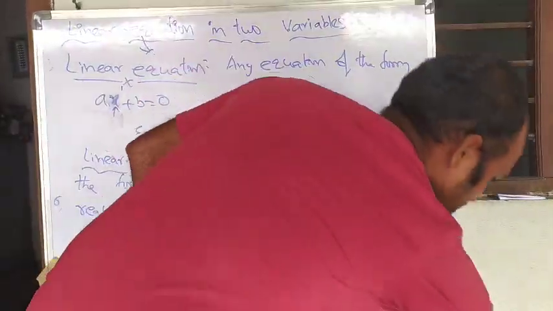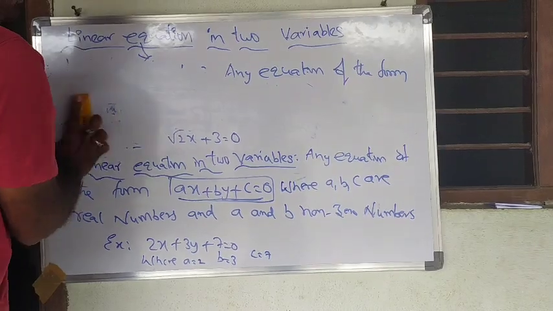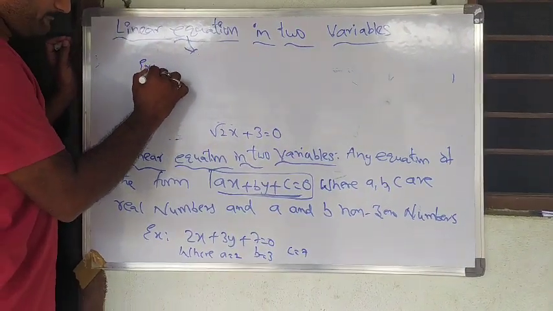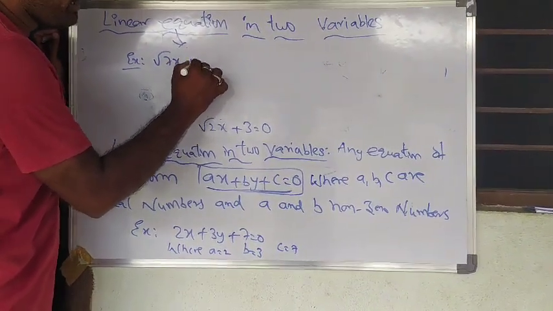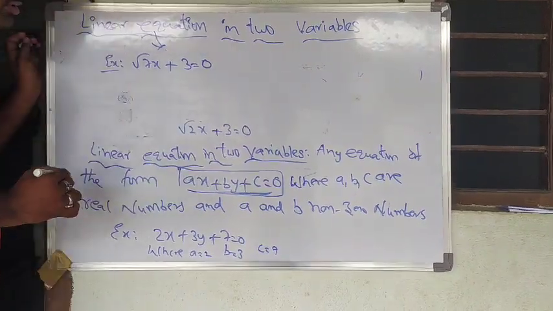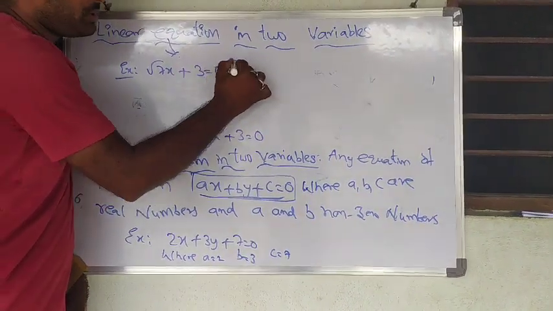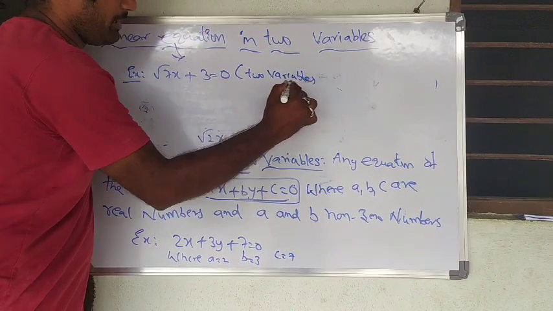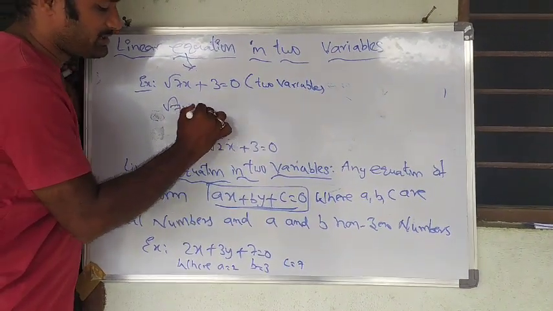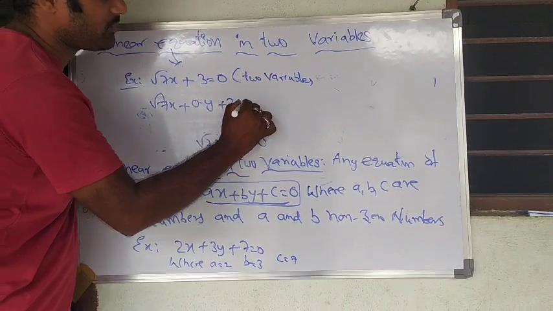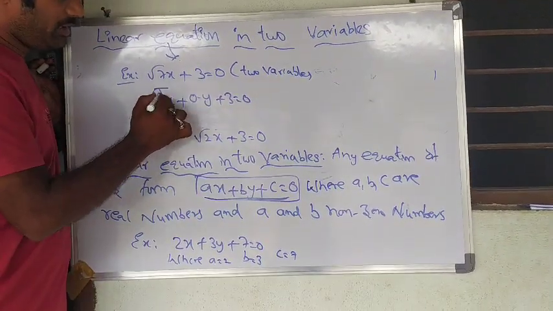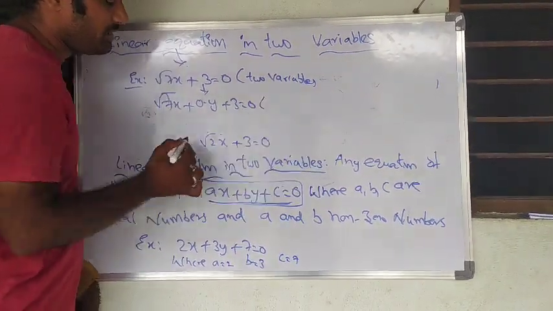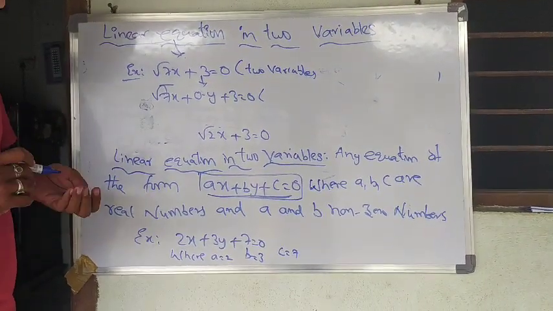Let us take another example: root 7x plus 3 is equal to 0. If I want to represent this equation in two variables, we can write it as root 7x plus 0y plus 3 is equal to 0. The above equation can be written in this form, which means it comes under linear equation in two variables.